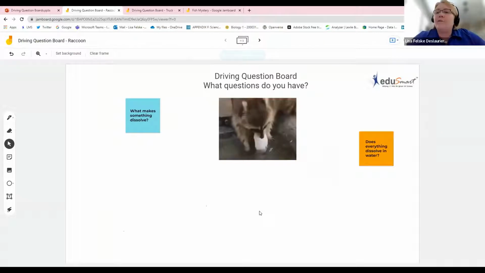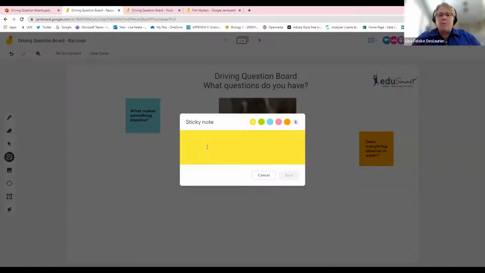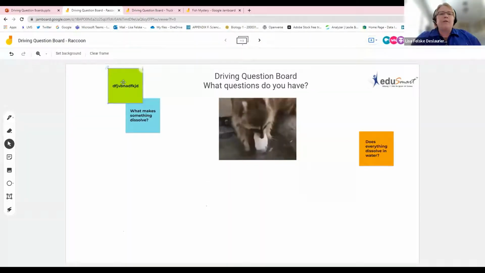Just so you can see how this works, we have a couple of people who've already posted. If you want to add your question, there's a sticky note tab over here to the left, if you can follow what I'm doing. If you click on that, a sticky note will pop up. I'm just going to type on it. If you want to change the color, you can do that. If you press save, that shows up on the board. That's not a question, so I'm going to go ahead and delete it, but just to show you how this works. What I want you to do is ask a question.